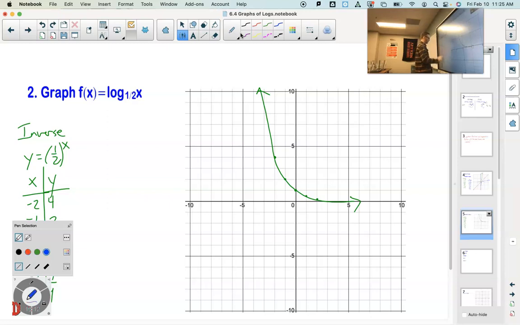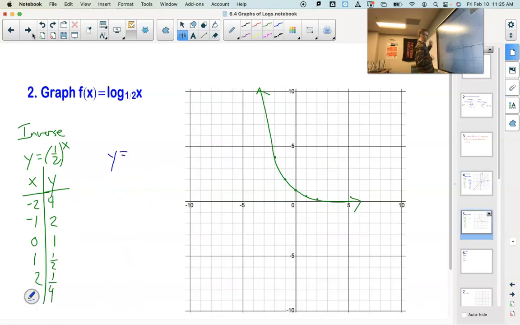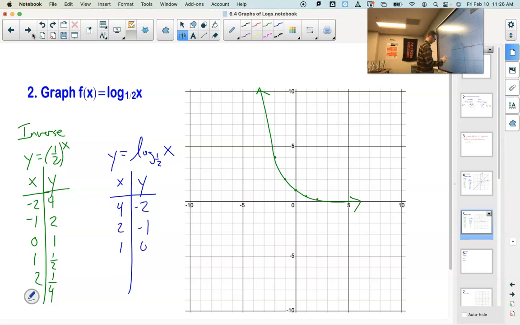What color should I use here, folks? All right, we'll go to blue. Okay. I think I did that backwards there, didn't I? No, I did it the same. Okay. So let's graph y equals the log base 1/2 of x now. Well, what do we do with these points over here? We just take the x's and y's and switch them. There we go, and let's graph those.